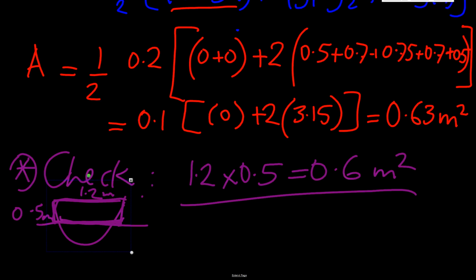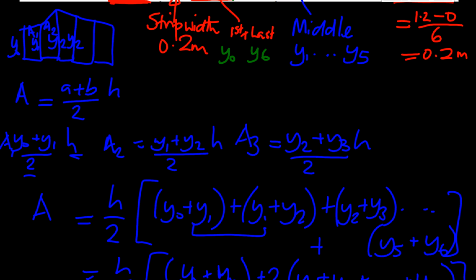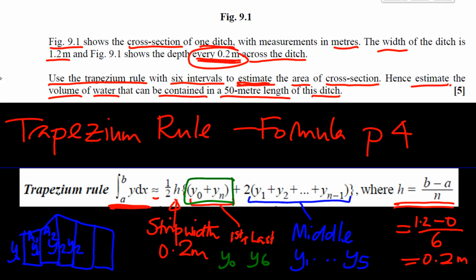That was pretty straightforward if we follow the process. Just have to recognise what we're doing. And usually then they have this final part of the question, so let's go back and read it. We've estimated the area of the cross section. Now, hence, estimate the volume of water. Look at this final sentence now. Final sentence, I'm marking in green. That can be contained in 50 metres length of the ditch. So, how are we going to do this one?